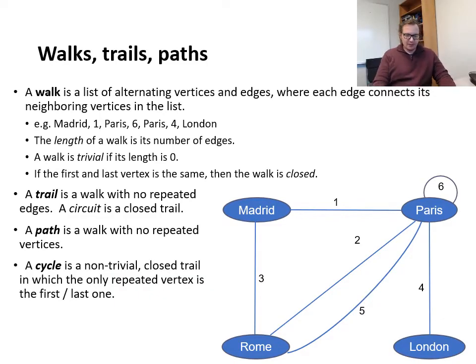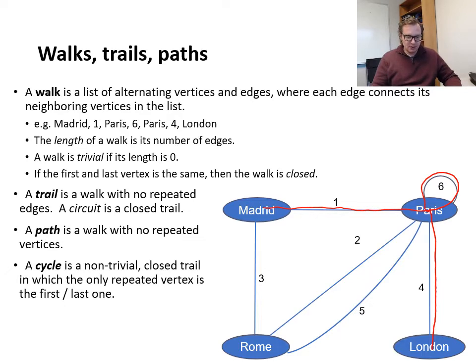So here we have a simple graph, and we'll go through a couple of basic definitions of terminology related to graphs. A walk in a graph is a list of alternating vertices and edges where each edge connects its neighboring vertices in the list. An example of a walk would be going from Madrid through vertex 1 to Paris, and then through vertex 6 to Paris again, and then through vertex 4 to London. So that's an example of a walk in this graph.